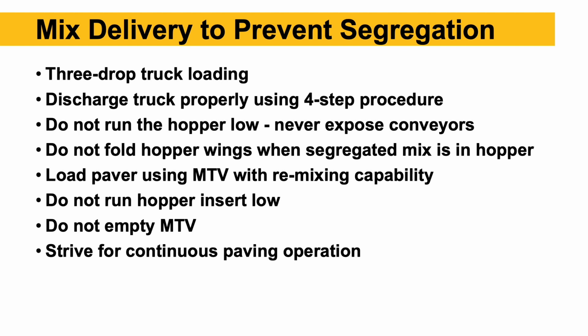Load the paver using an MTV with remixing capability. That could help a lot with segregation, especially with the large stone mixes and some SMA mixes. But even with the MTV, don't run the hopper insert low. Don't run the surge bin or remixing chamber low on the MTV. Keep the drop height low from the conveyor of the MTV into the hopper, and strive for a continuous paving operation. Again, non-stop paving. It's going to give us our best mat quality, best density, best smoothness.